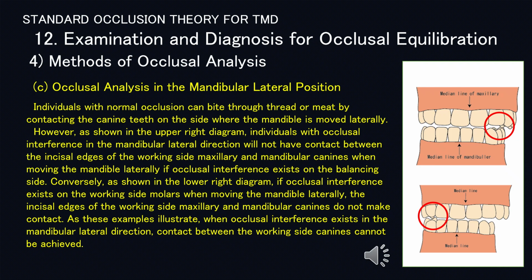Conversely, as shown in the lower right diagram, if occlusal interference exists on the working side molars when moving the mandible laterally, the incisal edges of the working side maxillary and mandibular canines do not make contact. As these examples illustrate, when occlusal interference exists in the mandibular lateral direction, contact between the working side canines cannot be achieved.